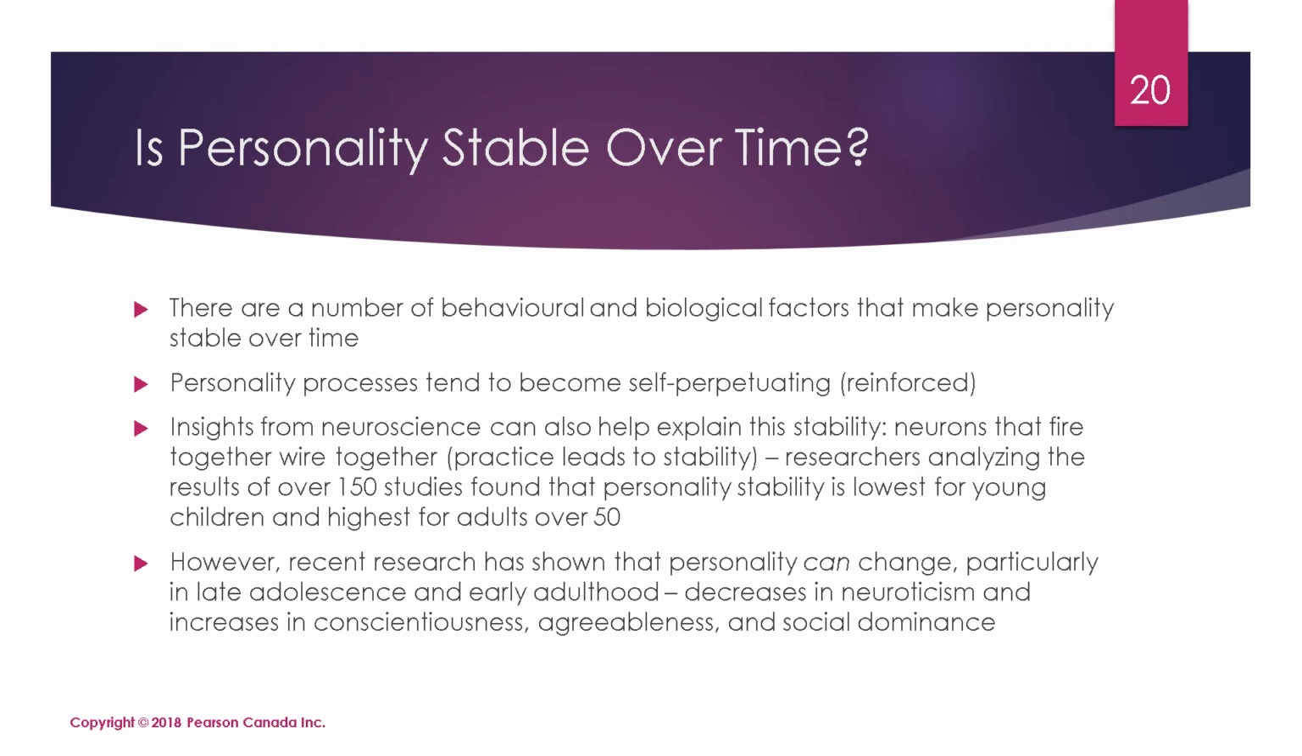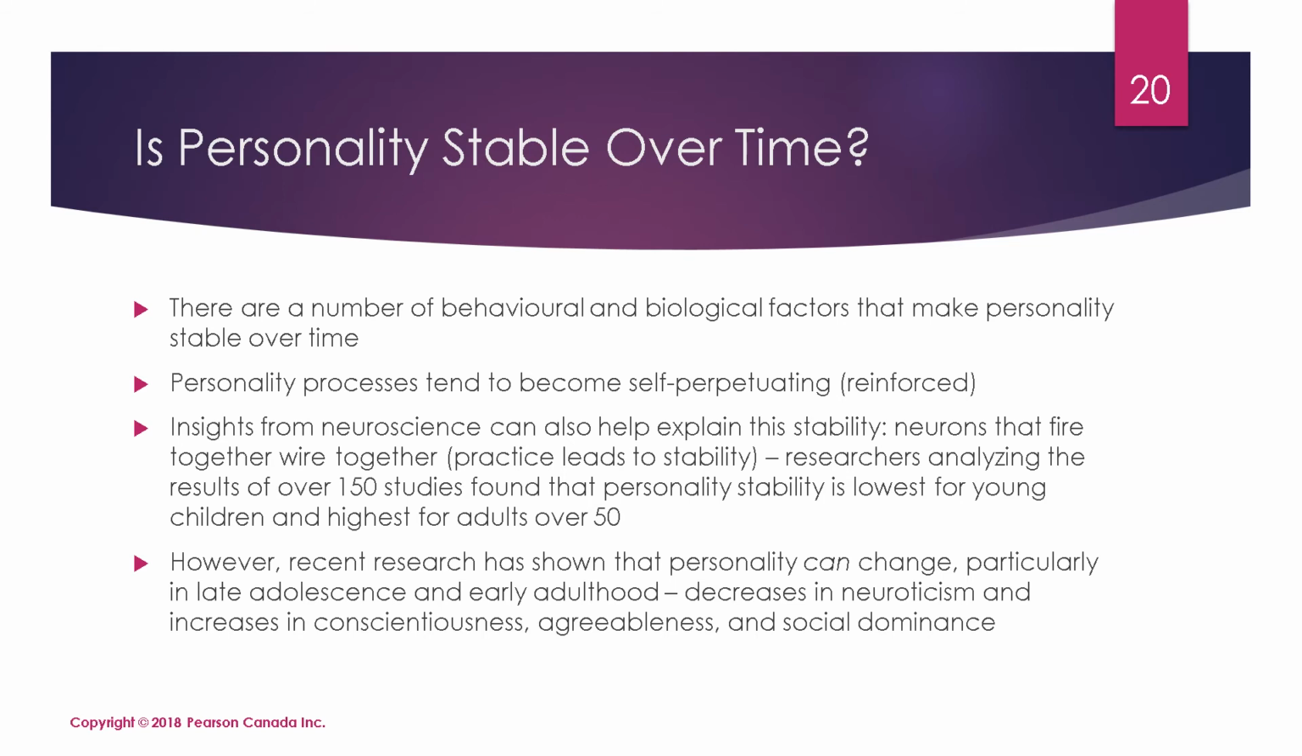Researchers analyzing the results of over 150 studies found that personality stability is the lowest for young children and the highest for adults above age 50. So after you've had all these different reinforcements and things that have been activated at the same time and become more stable pathways, we do tend to see a great deal of personality stability in older adults as we reach mid to late adulthood.